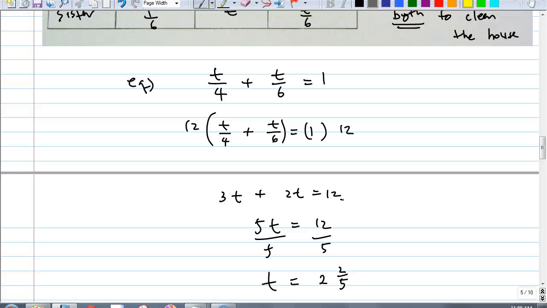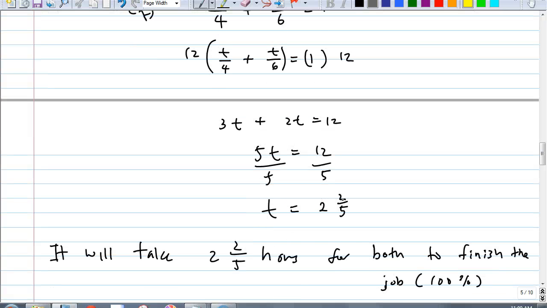Easy enough? Yeah. All right, so we should write this. What should the sentence be? Judy, how should we answer this question? That's right. Okay, it takes 2 and 2/5 hours for both to finish the job 100%. Does that make sense? Harrison, do you get this? Yes. Now, do you think your homework is always going to be like this every time? No, they're going to make it a little bit more interesting.